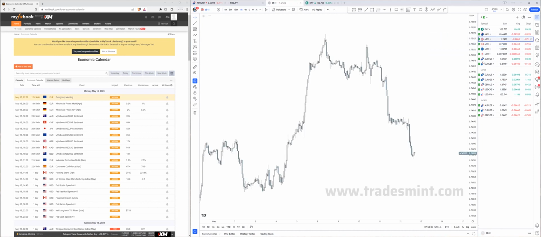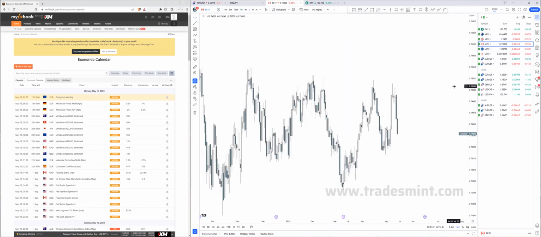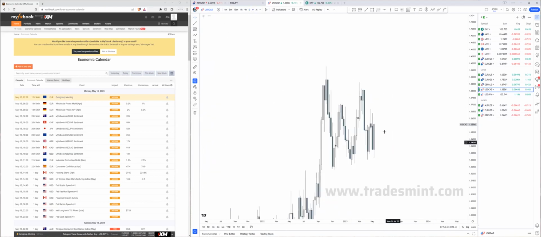So GBP is weak. Now, right here, we have Canadian dollar, again, also weak right here. Canadian dollar is the one I like the least because we're coming off of this rejection block. But if we take a look at USD Canadian dollar, we are quite in a range right here.